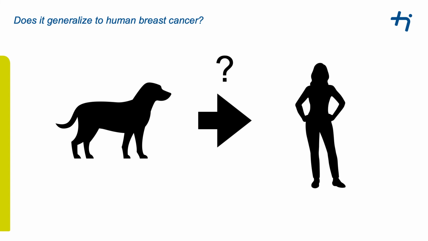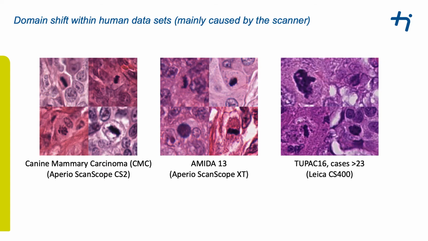Next up, we wanted to answer the maybe even more relevant question: if we could use our Canine dataset to train models that could be used for the detection of mitosis in human breast cancer. And to that, the answer is actually, frankly, it depends. Because when we evaluated that, we fell into a trap that we didn't expect. Turns out that the major domain shift that we can find was actually caused by the scanner and not so much by the species itself.